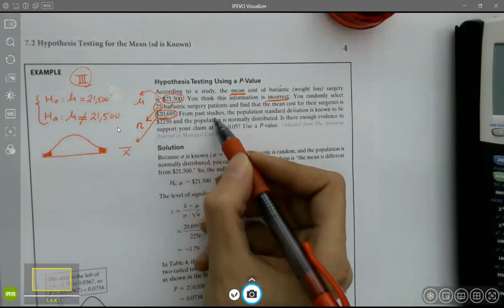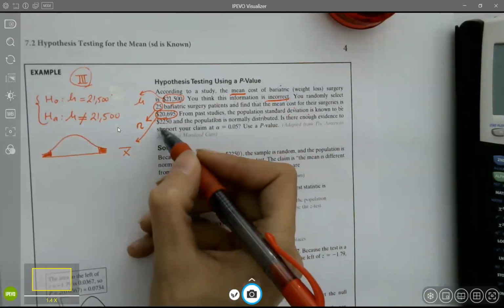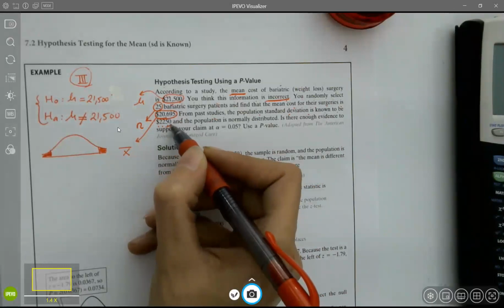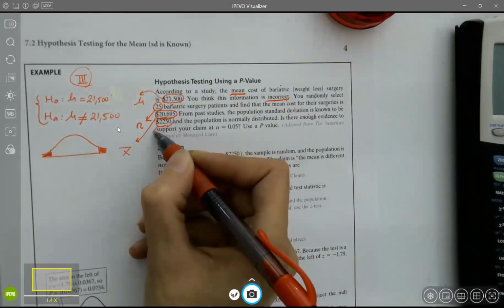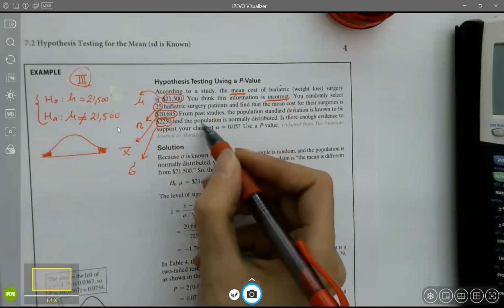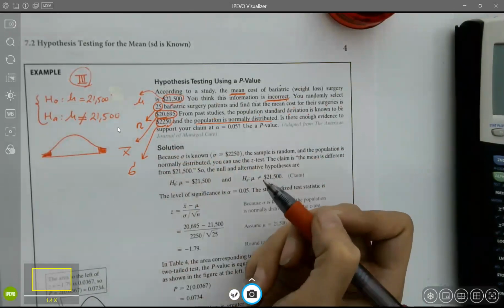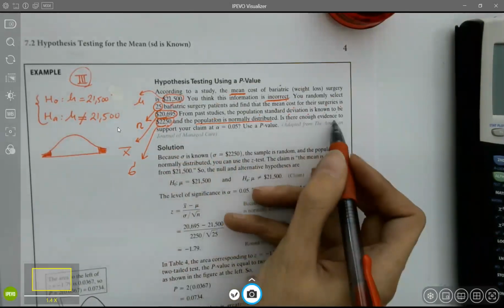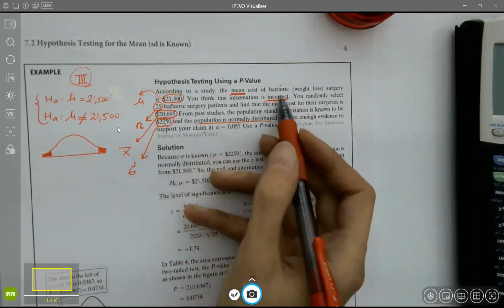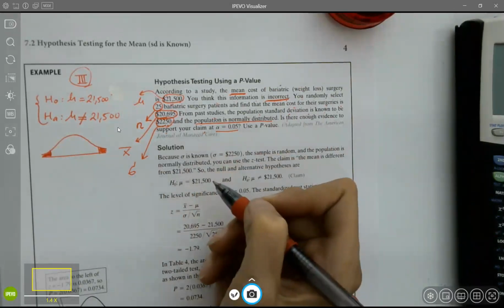From past studies, the population standard deviation is given as $2,250. Sigma is given to you, and the population is normally distributed. Well, is there enough evidence to support your claim that the information is incorrect when alpha is 5%?